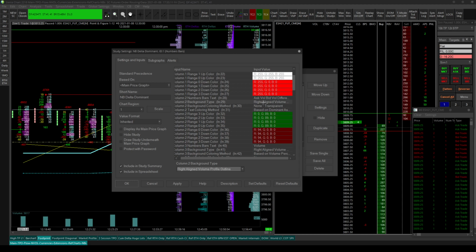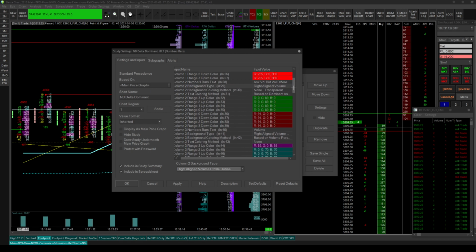All right, so the background type, right aligned, volume, profile, outline. Well, it doesn't matter because I don't use a background coloring method. So, things like that. So you can copy all these settings. A lot of the settings are invalidated by certain selections. So if you don't know what you're doing, just copy them, and I would hit apply as you copy them to see what each one does, sort of reverse engineer it. Okay, so moving down here. You can pause the screen and take a screenshot or whatever you want to do.